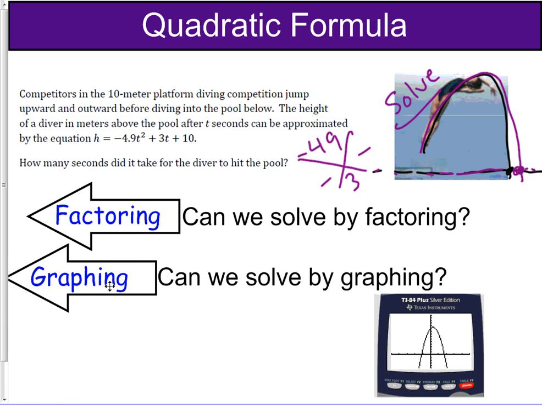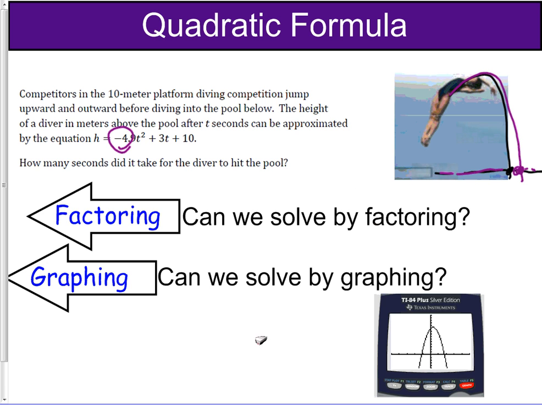Then, could we solve by graphing? We could probably solve it by graphing, especially if we use our calculator, but we are given this messy quadratic with this negative 4.9. So instead of using graphing or factoring or completing the square, we are going to solve using the quadratic formula.